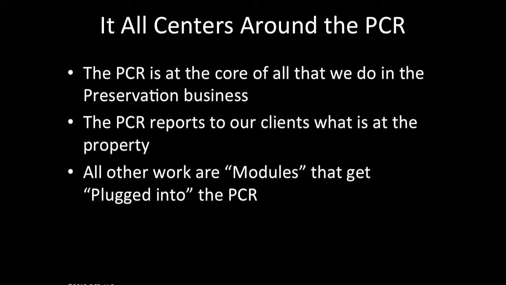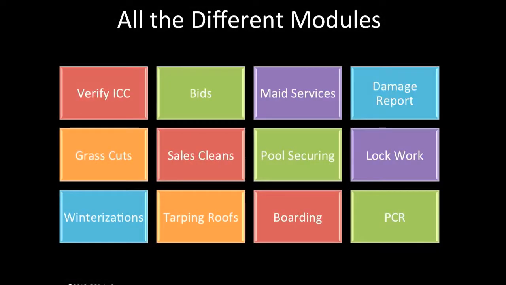So think about all the other work types that we do, like verify ICC, bids, maid services, pool securing, tarping roofs. Think of these things as modules. Here's all the different modules that we complete at GCP. Think about these things on the work order. Think about them as modules being plugged into that PCR.